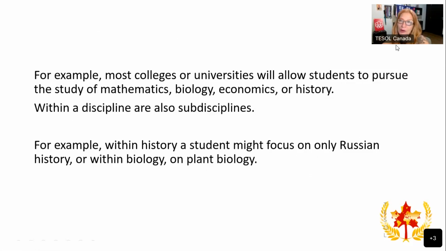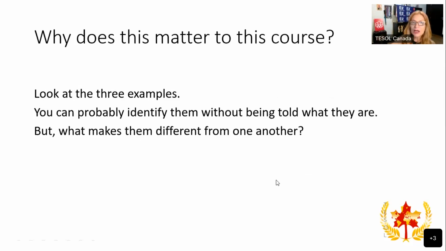Most universities and colleges allow their students to pursue mathematics, biology, economics, history, and within the discipline there are also sub-disciplines. If you take history, you can study world history, American history, European history. So it's all a breakdown.